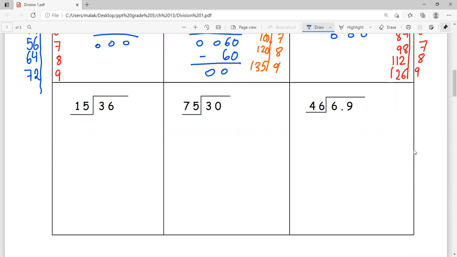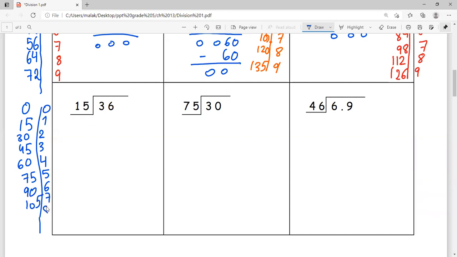Now, whose turn? Hassan Asim. Okay, table 15 again. Tell me table 15. 15, 30, 45, 60, 75, 90, 105, 120, and 135. Okay.